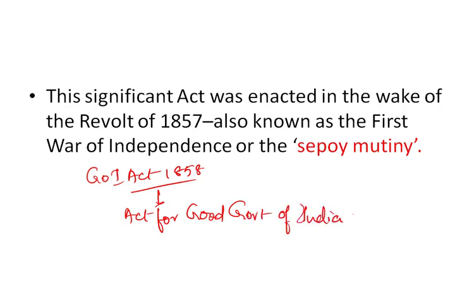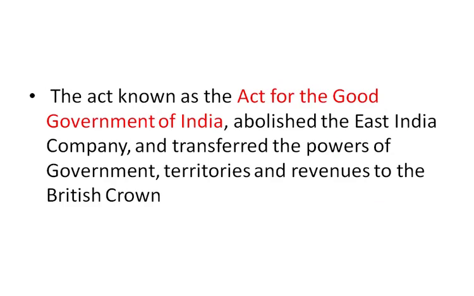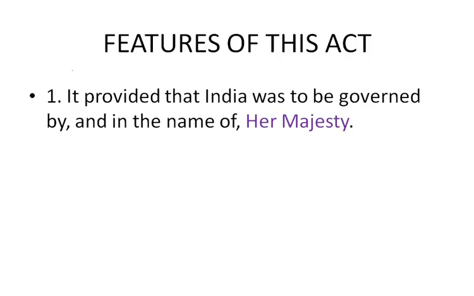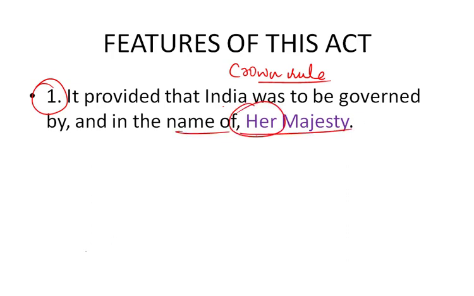Why it is called the Act of Good Government can be discussed after dealing with the features of this act. The first feature: now onwards India will be governed by the Crown, or the Crown's rule will be there in India in the name of His Majesty or Her Majesty.